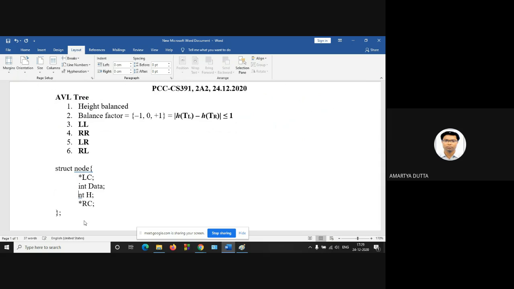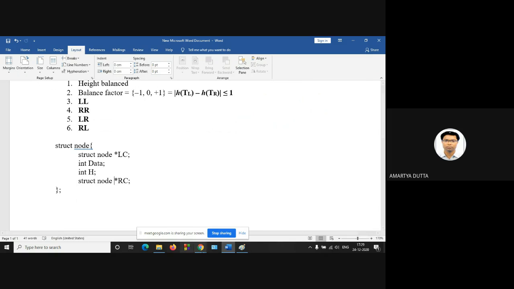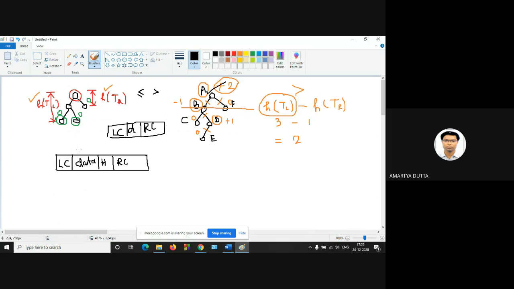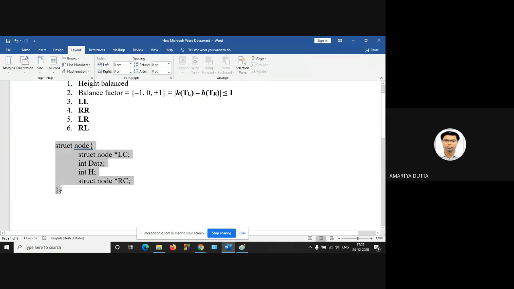So the insertion will always follow the binary search tree property. So first one, struct node LC, and struct node RC. Is it clear? So this is the node structure, and this is the equivalent C code.